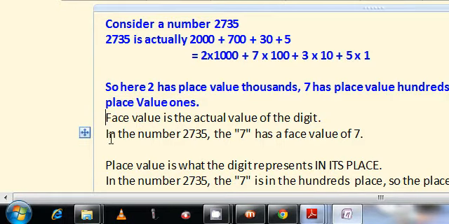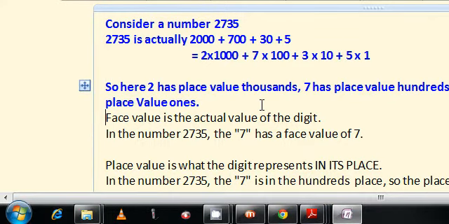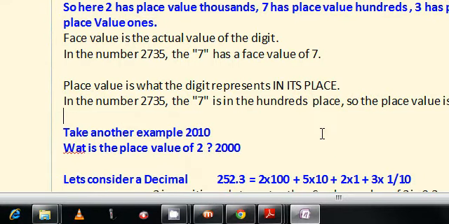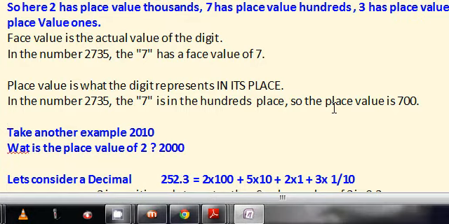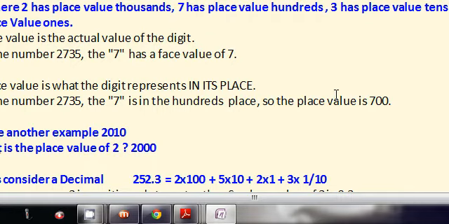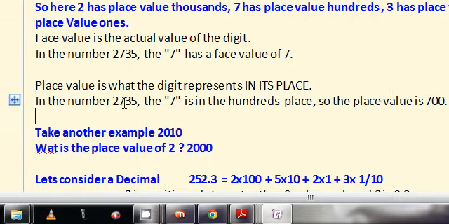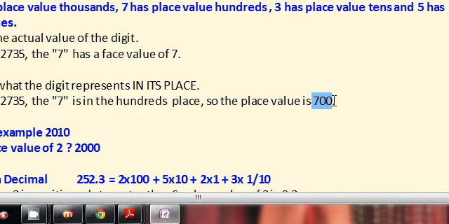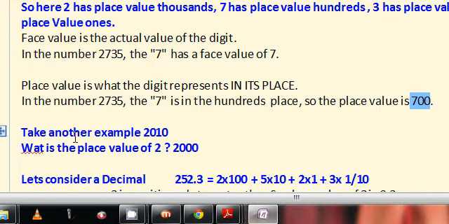So this term face value is the actual value of the digit. In the number 2735, 7 has the face value of 7, but place value is what the digit represents in its place. So in the number 2735, 7 is in the hundreds place, so the place value is 700. It means that the number 7 here is not actually 7, it is actually 700. Let us take another example.